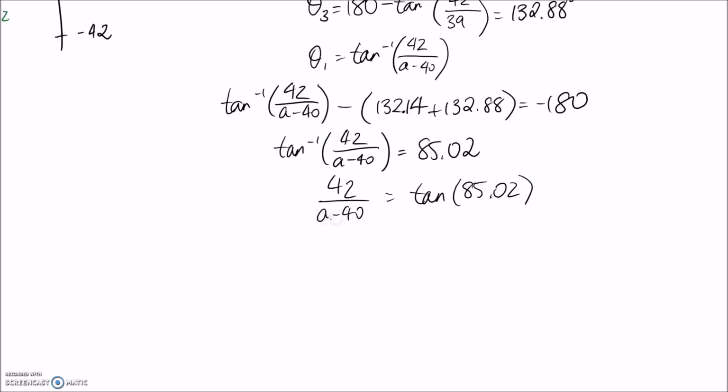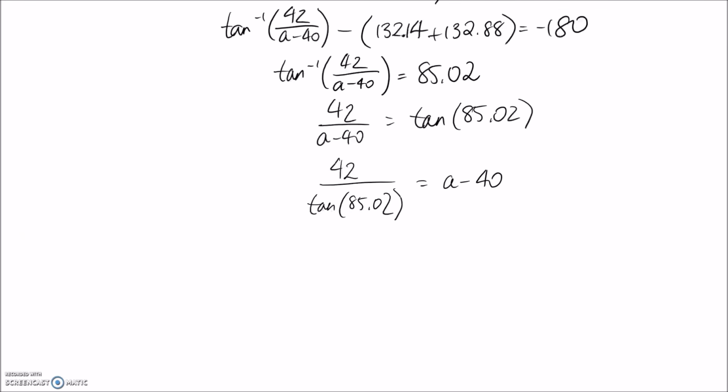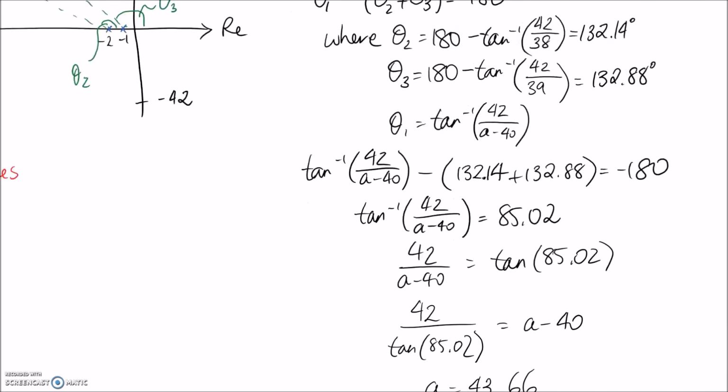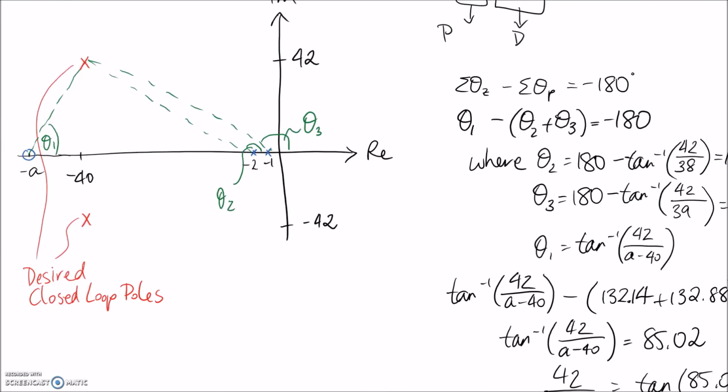Now I need to get this A on the top line, so I'm going to divide by tan, and at the same time multiply this up. So A is just going to be this plus the 40. And it ends up coming to 43.66. So this is where the 0 needs to go. If I come back up here, this is equal to negative 43.66.